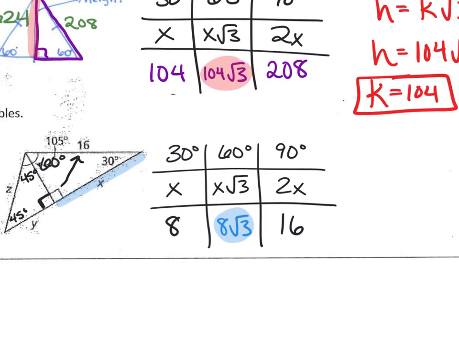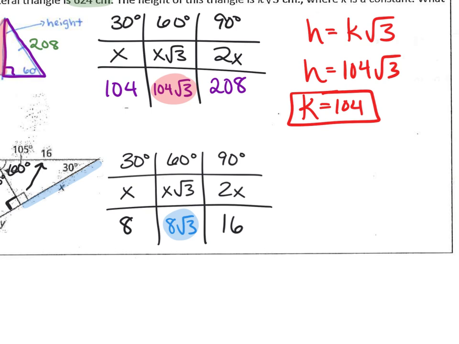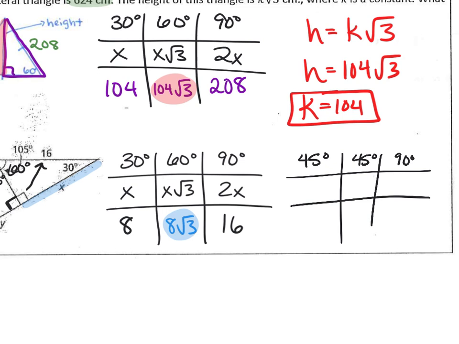When we set up our second tic-tac-toe boards, the second triangle is a 45, 45, 90 triangle. It's my other special right triangle. This was on the front page. We did this on the whiteboards. What was the pattern for 45, 45, 90? X, X, X, and then X square root of 2.